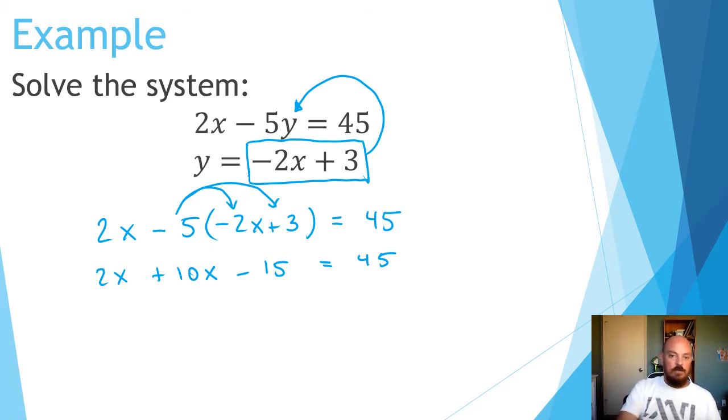So right here, and I could have done this at the beginning, let's say I put in my dotted line here to remind myself. This is my equation that I'm solving. The first thing I have is like terms. I have a 2x plus 10x on the same side of the equal sign. Let's just add them together. That would give me 12x.